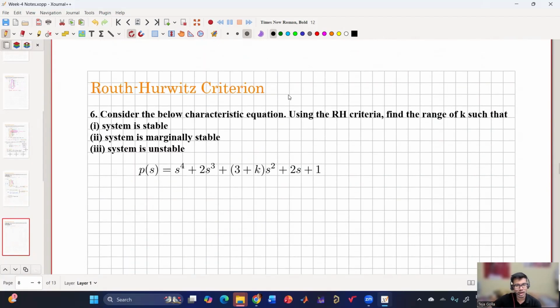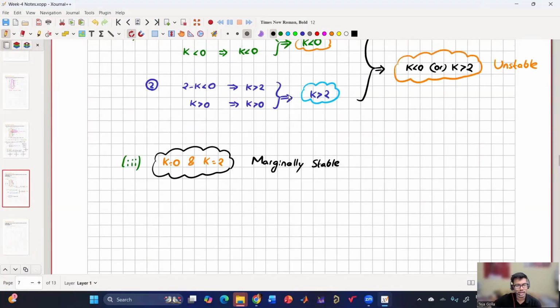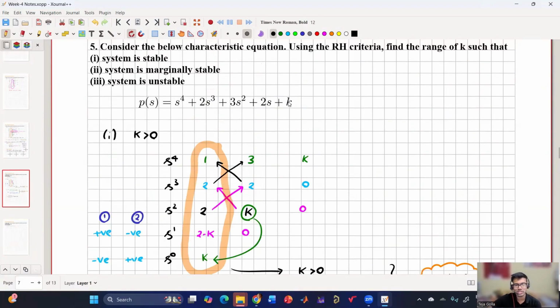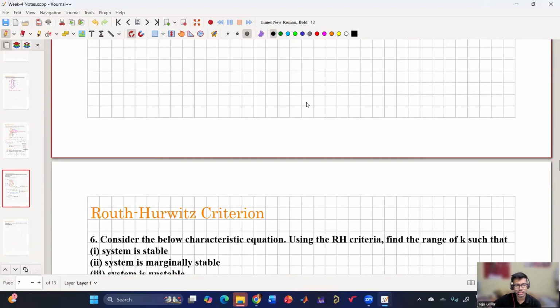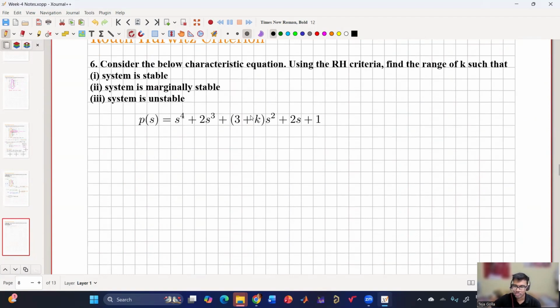Okay, so compared to the previous question, here K is not on the coefficient side. It is on some other term, not the constant term, not s to the power 0, but the process remains the same. So what will be the stability condition? First, the necessary condition, as you mentioned in the previous question: K plus 3 has to be positive. So K is greater than minus 3.